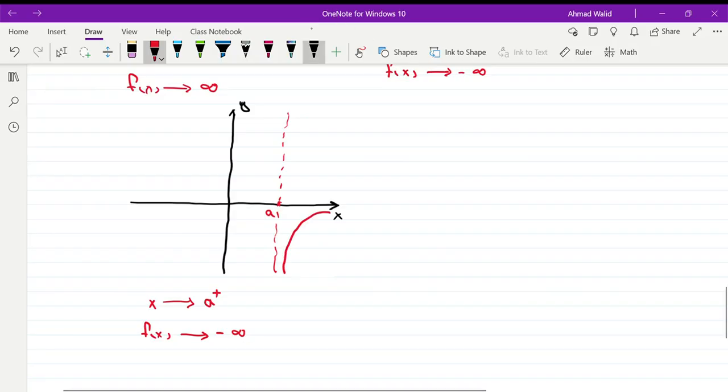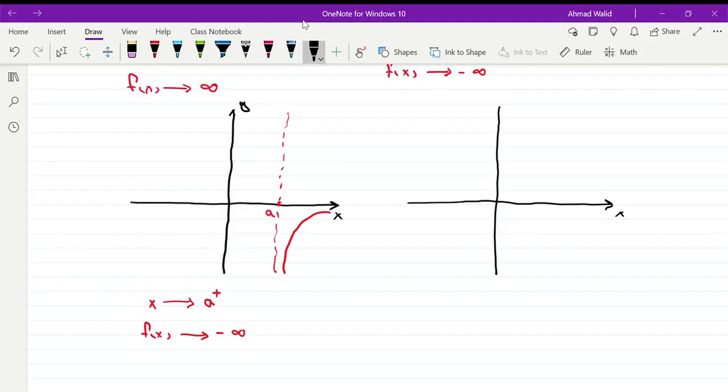And case number 4, or possibility number 4, again, this is A, this is your vertical asymptote. As x approaches A from the left, f of x can approach where? To positive infinity, like this.